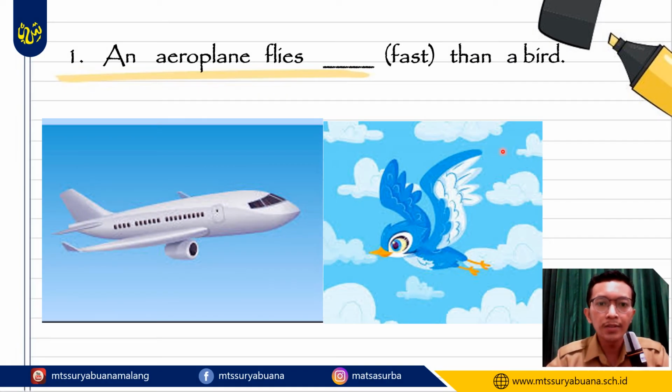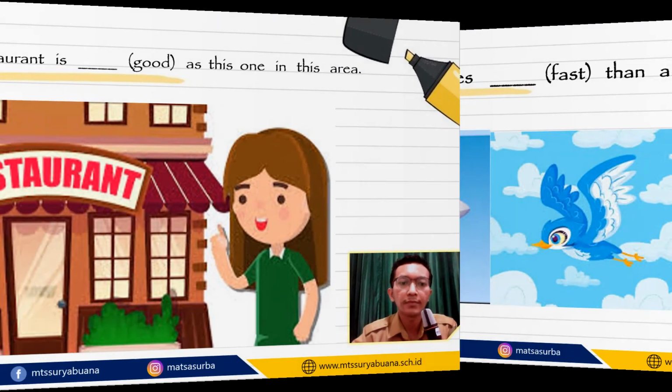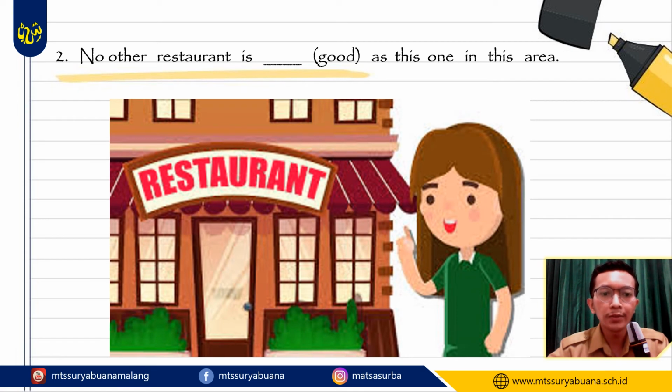Okay, this is the first question for you. Number 1. An aeroplane flies blank then a bird. You can use fast in this sentence. Number 2. No other restaurant is blank as this one in this area.